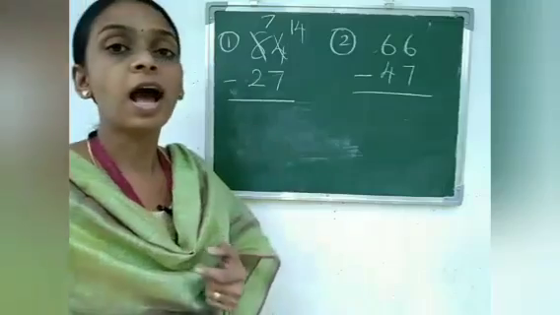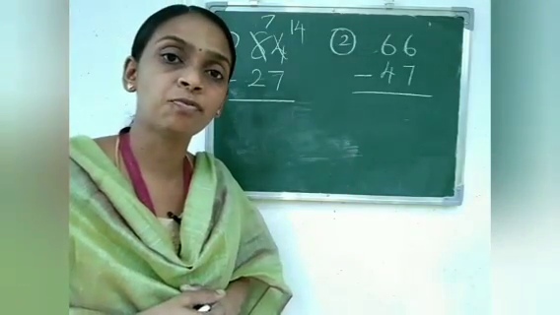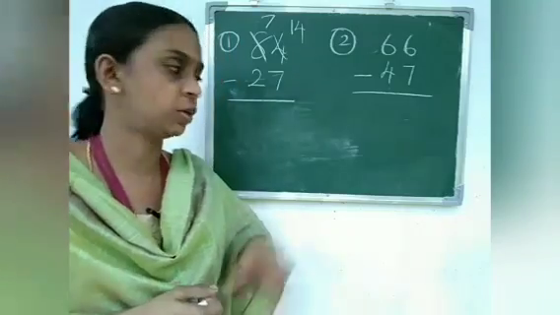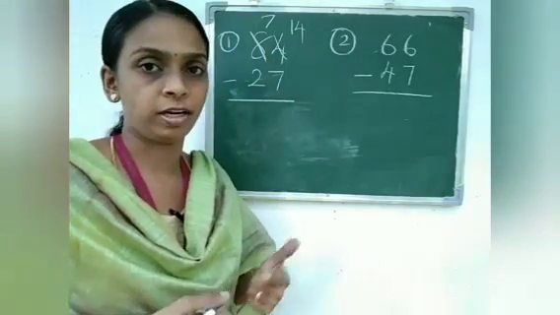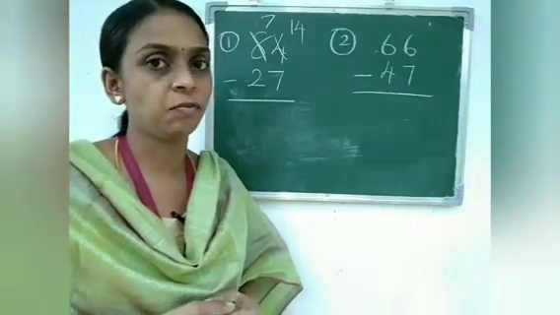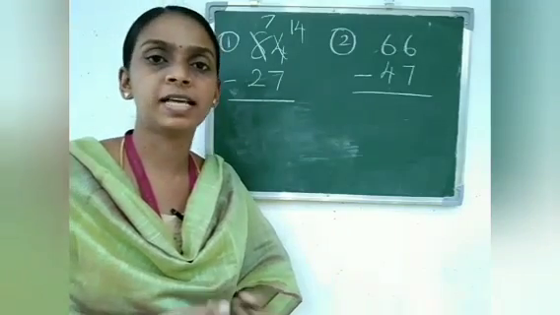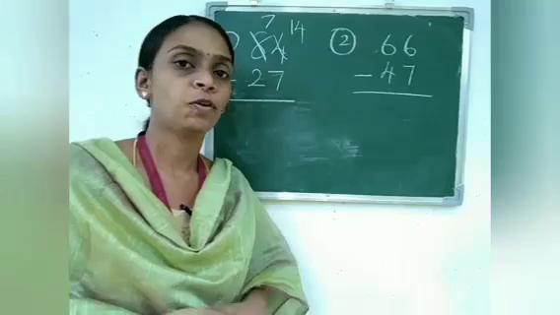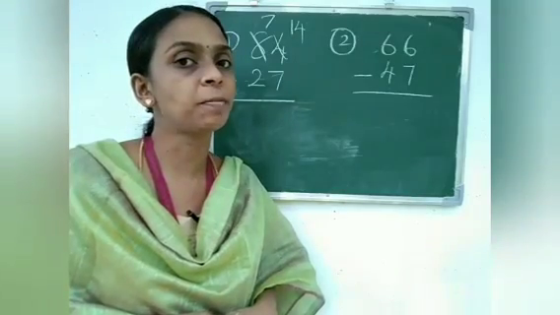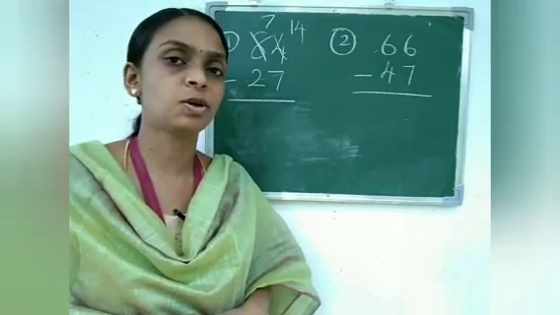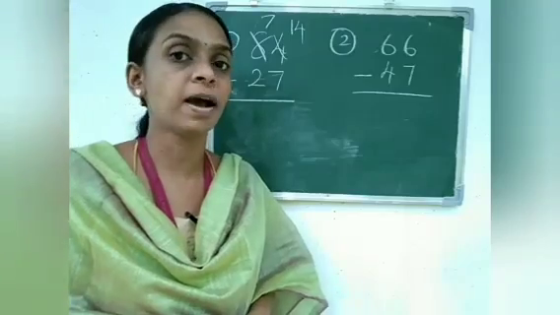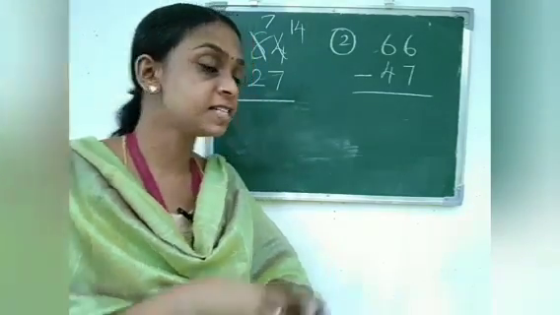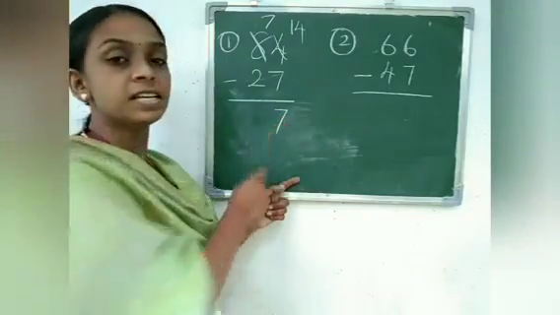Now are we able to take 7 from 14? Yes. Now we are able to take 7 from 14. That is 14 minus 7. We already studied the counting backward method of subtraction. So what is the answer of 14 minus 7? 14 minus 7 is 7.